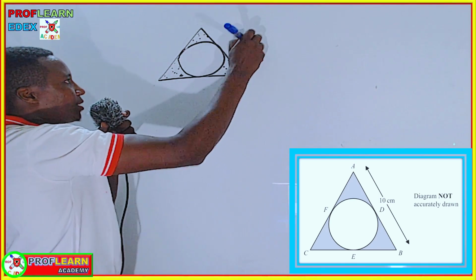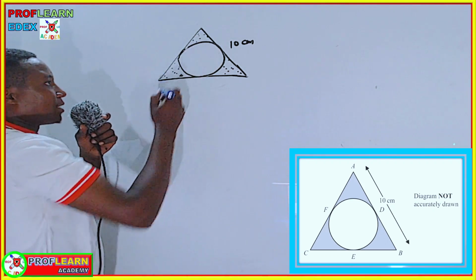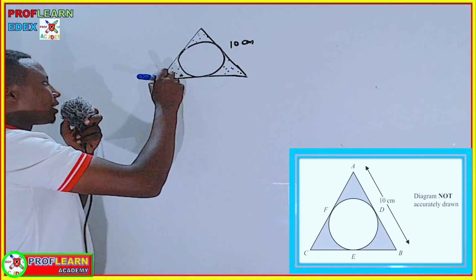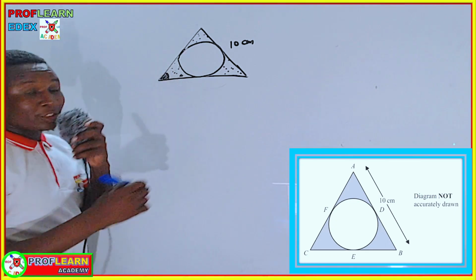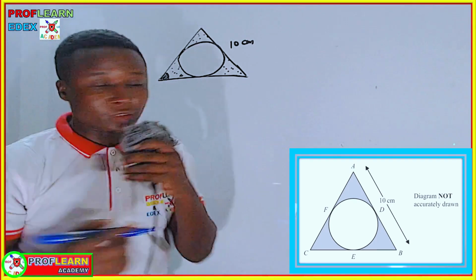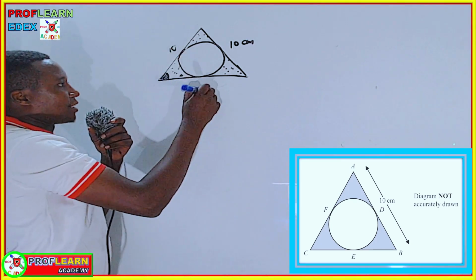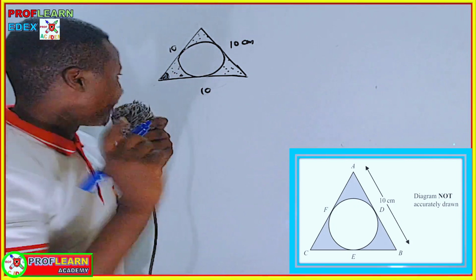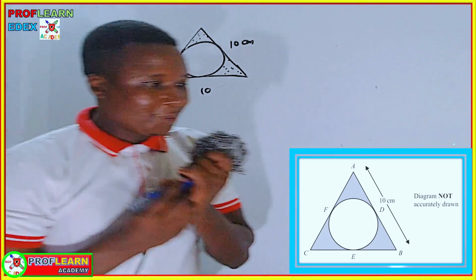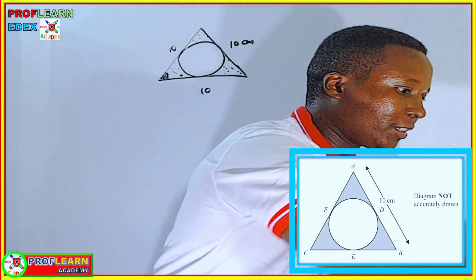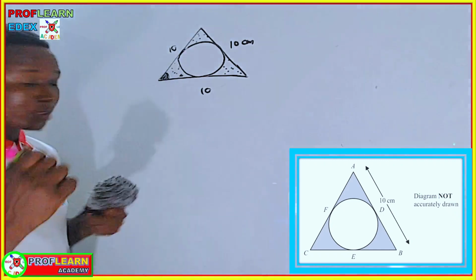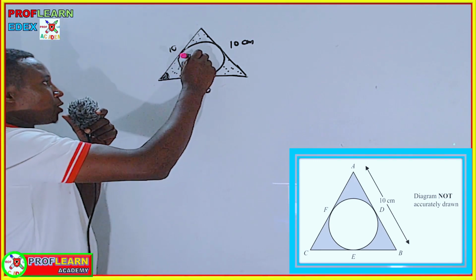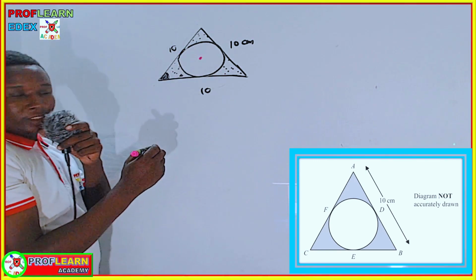So this is 10 centimeters, and this is also 10 centimeters. We are going to look at it from the perspective that each angle of this triangle is 60 degrees, because it's an equilateral triangle. It means this side is 10, this side is 10, and each of the angles is 60 degrees. What we're going to do here is drop the center. The center of this circle is at that point.